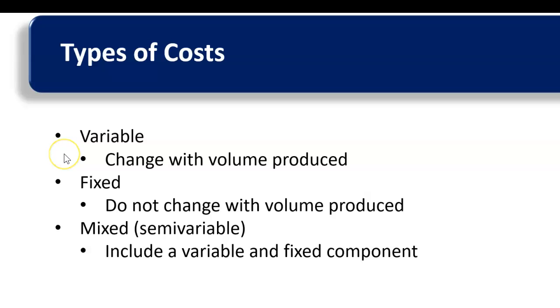So the three types of costs are variable. Those costs that change based on the volume of units we produce or the number of services we provide. Fixed costs are those that do not change with volume produced or services provided. So fixed costs stay the same regardless of how many units we're producing or how many services we're providing. And then mixed or semi-variable costs include both a variable component and a fixed component.